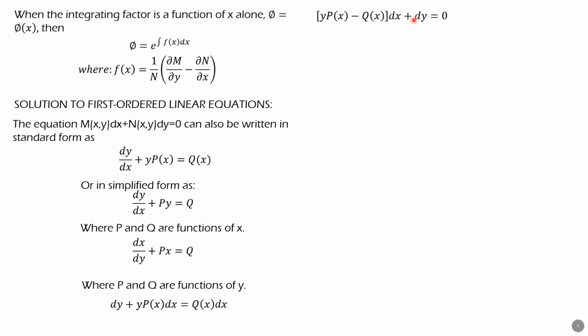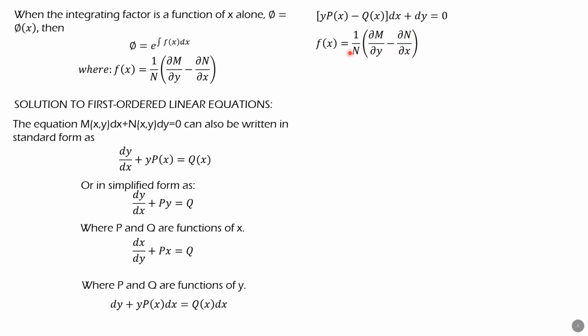So f of x, therefore, is 1 over N, and 1 over 1 times the partial of M with respect to y. For the partial of M with respect to y, the variable is y, so P of x is constant. So it is just P of x. And because Q of x is a function of x, which is treated as constant, the partial derivative of this term with respect to y would be 0. So f of x is 1 over N, which is 1, times quantity partial of M with respect to y minus partial of N with respect to x.